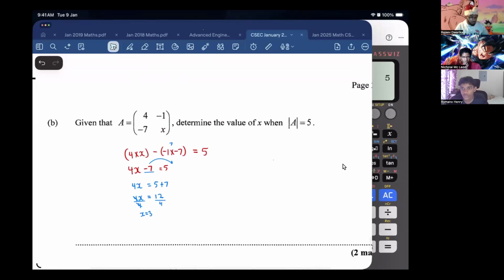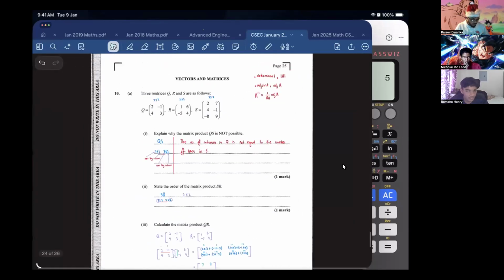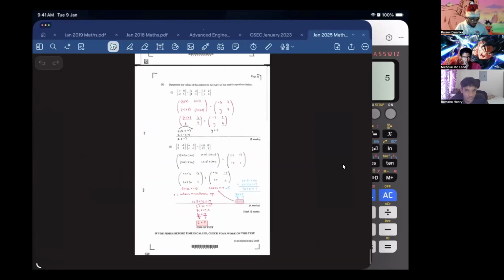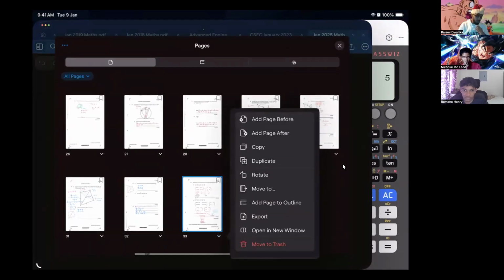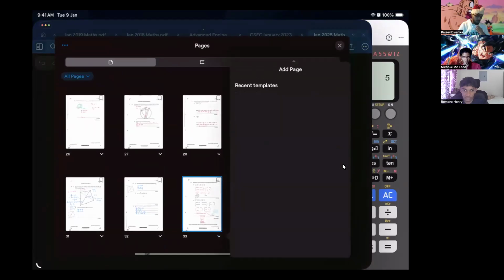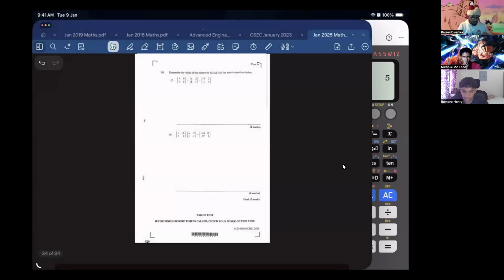All right, so Nicholas, are you feeling a little more confident with matrices now? Yes, sir. All right, so let's see if the training paid off. Let's see how you're going to handle the question from January 2025, which I said was one of the harder years.